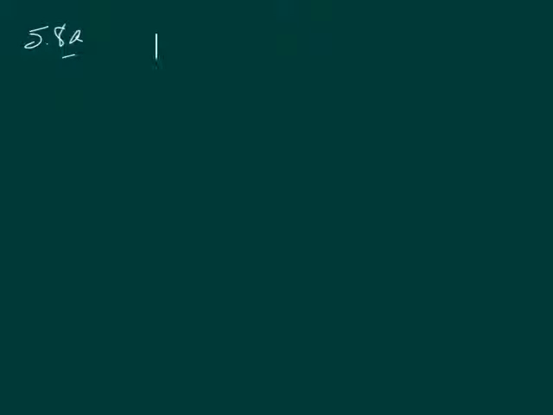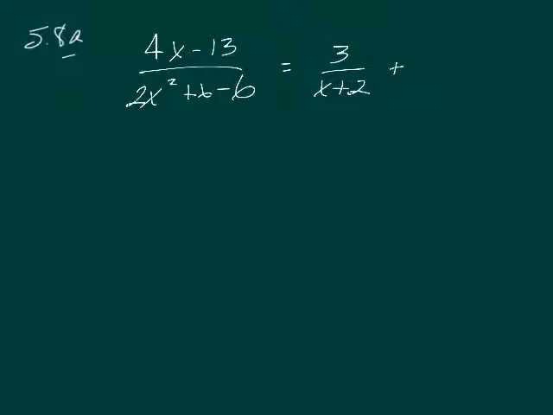So if you look at the example they give us, 4x minus 13 all over 2x squared plus x minus 6. When you simplify that, that simplifies to 3 over x plus 2 plus negative 2 over 2x minus 3. Okay, so when you look at that, if you were to take this here and add them, find common denominators, bring everything together in one fraction, you would end up getting this expression right here.